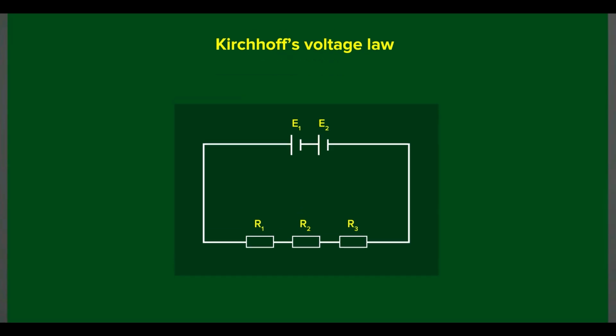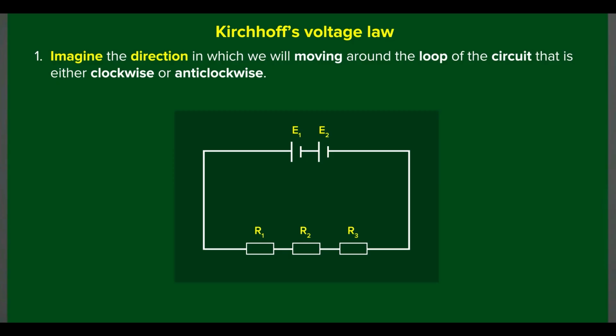The first rule is we need to imagine the direction in which we will be moving around the loop of the circuit. That is either clockwise or anti-clockwise. Does that mean we can choose to move in either direction? You got it right. No matter whether we choose to move around the circuit in a clockwise or anti-clockwise direction, we will get the same result. That's cool. So, which direction do you want me to move around in the circuit we have considered? Let's choose anti-clockwise direction. Sure.